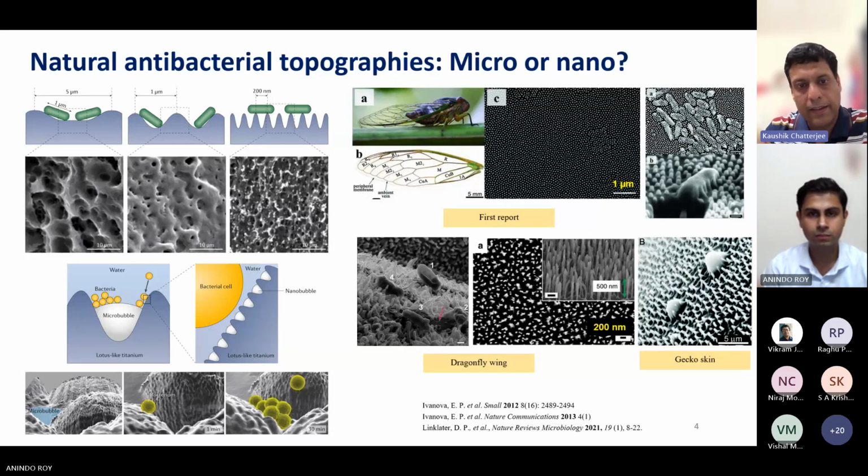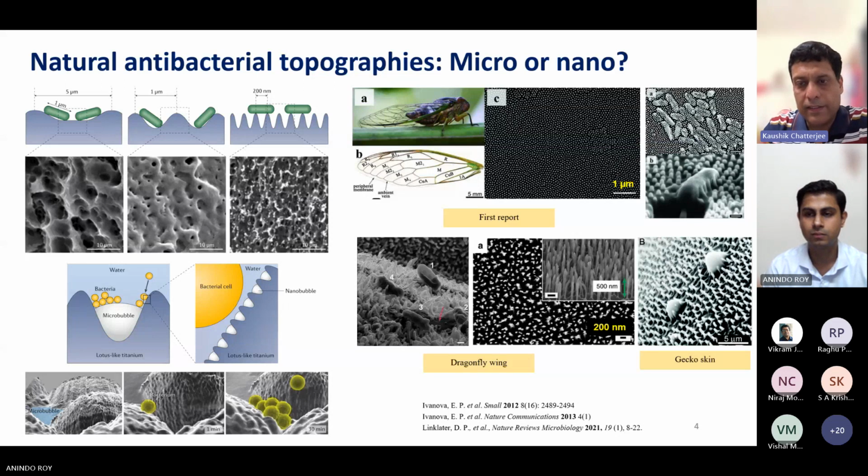In contrast to that, about 12, 14 years ago, there was a paper, the first reported study from a group in Australia, where they noticed that insect wings, in particular for a cicada, and certain subspecies of cicada, have these nanoscale features where the feature size is much smaller than the bacterial cell. And you can see here in the top right that the bacterial cell can essentially get penetrated by these nanopillars that are present on the insect wing.